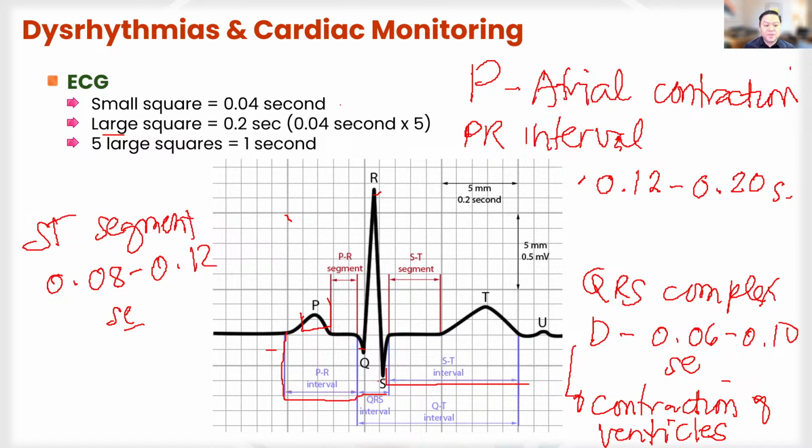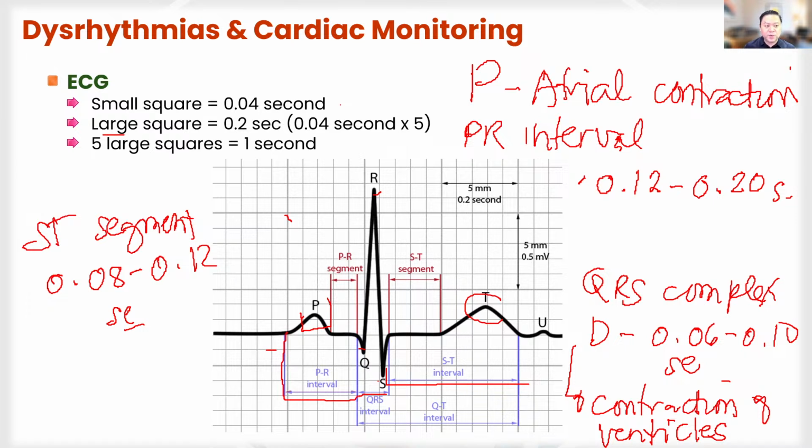Now, talking about the next wave right here, which is the T wave. This represents the ventricular repolarization. I want to make sure, guys, that you understand the ST segment is the time when the ventricles are starting to relax, early ventricular repolarization. However, our T wave represents the ventricular repolarization or relaxation.